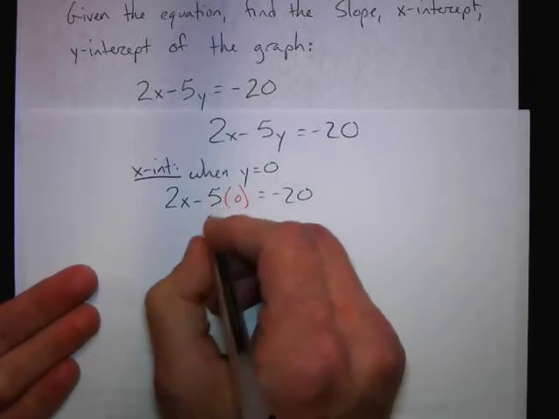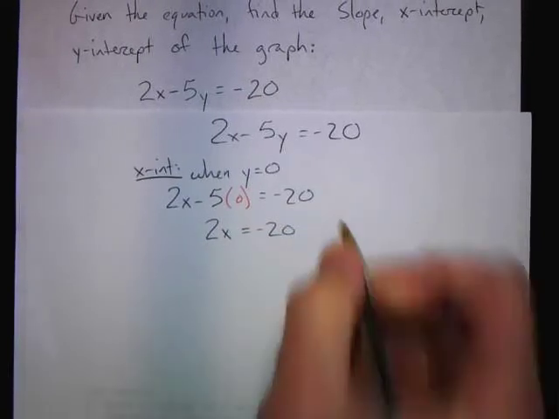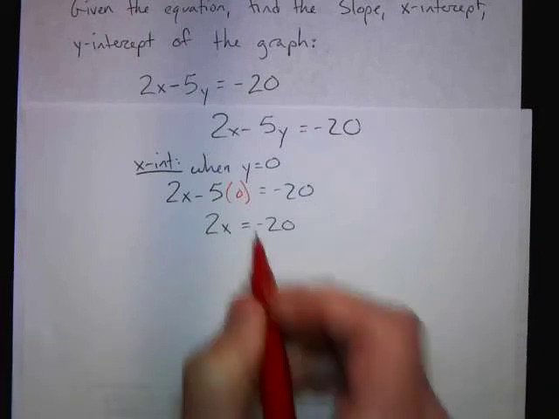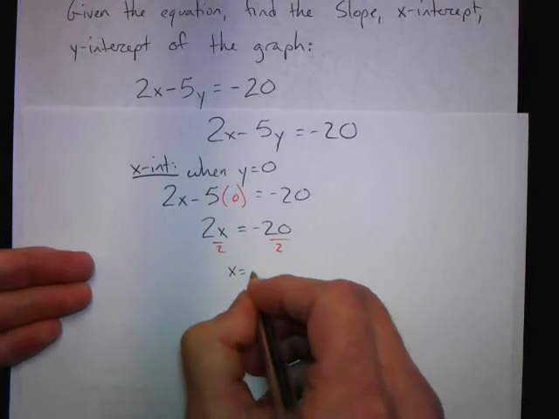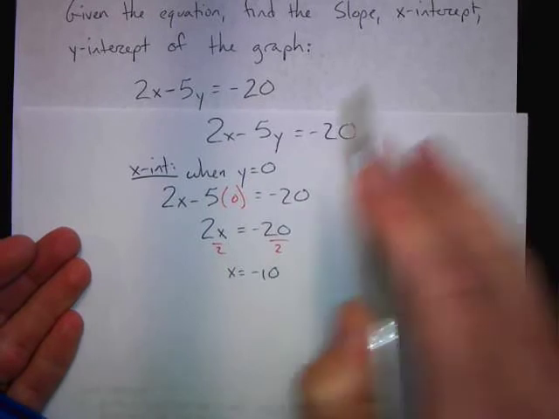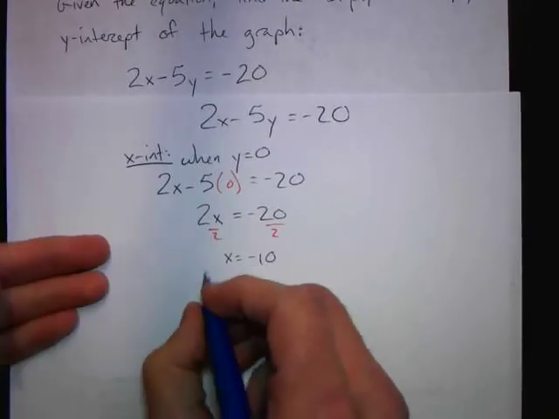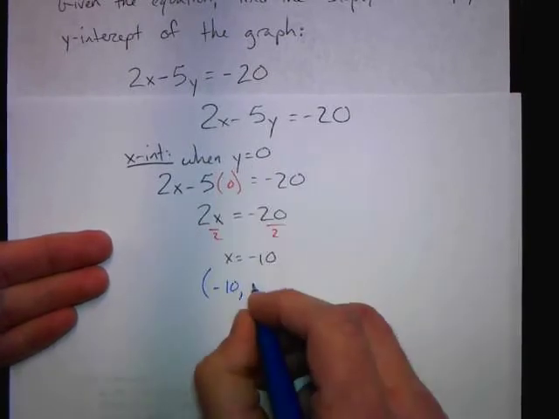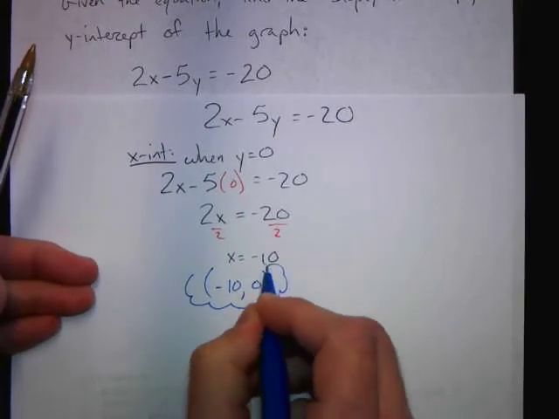So 5 times 0 is 0, so it's gone, and we'll be left with 2x equals -20. Now we solve for x. When we solve for x, we divide both sides by 2, and we find out that x equals -10. So when y equals 0, x is -10. Make that an ordered pair. The x-coordinate is -10 when the y-coordinate is 0. That is the ordered pair for the x-intercept.